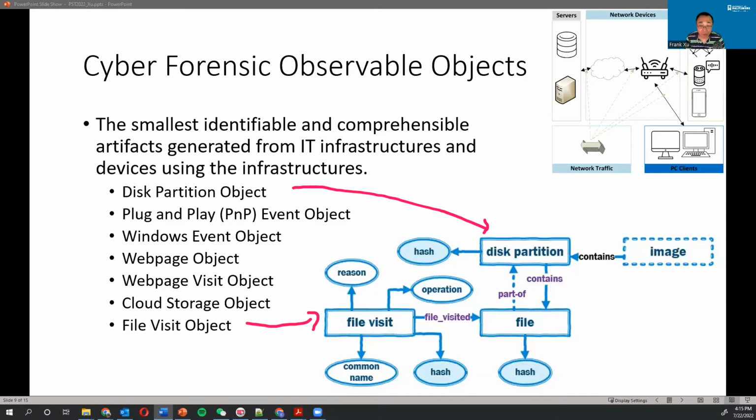The second type of object is the cyber forensic observable object. It is the smallest identifiable and comprehensible artifact generated from information technology infrastructures, and the devices that use the infrastructures. The figure shows that a file has been visited and evidence is left on the disk partition. The disk partition contains the file, and the file visit information is recorded in a file visit object. The file visit object describes how and why the file was visited.